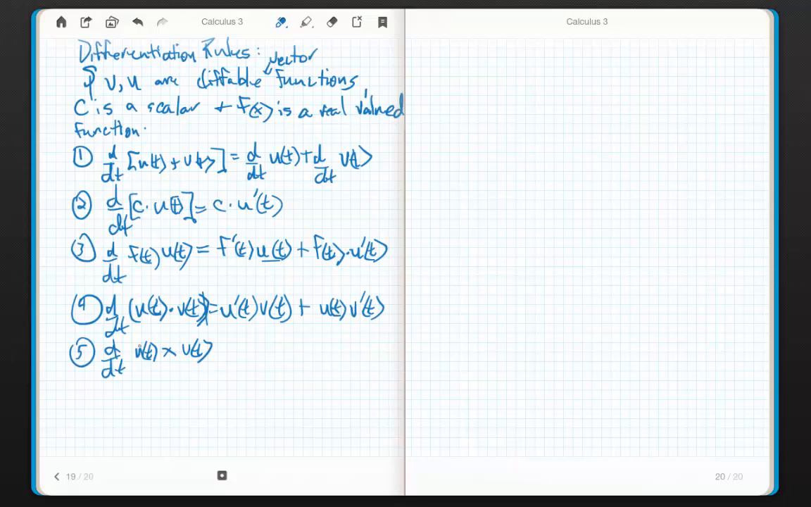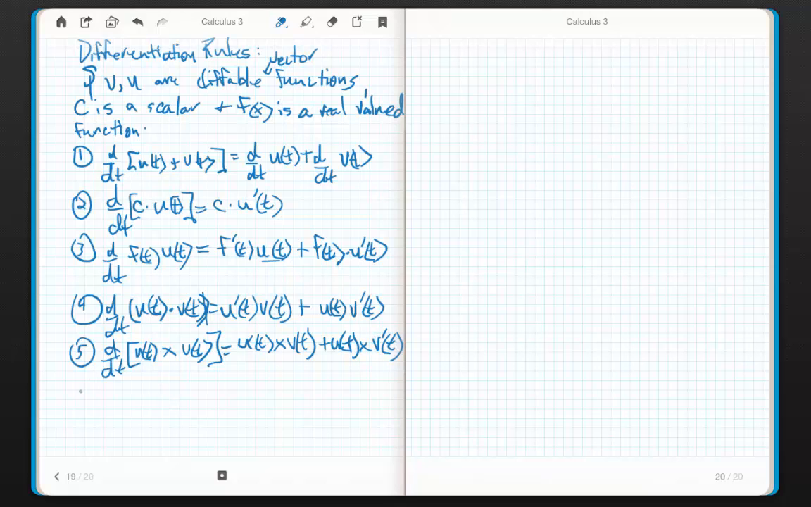Now, what do you think is going to happen with the cross product? Well, it's pretty cool. It's just u prime of t cross v of t. So it behaves the same way as the product, which is surprising. Now, we're not going to prove this per se, but we will discuss it. This is u of t cross v prime of t. I think that one's awesome.